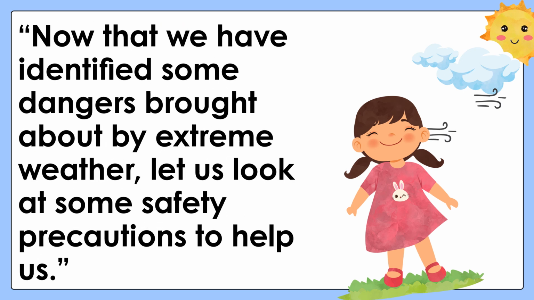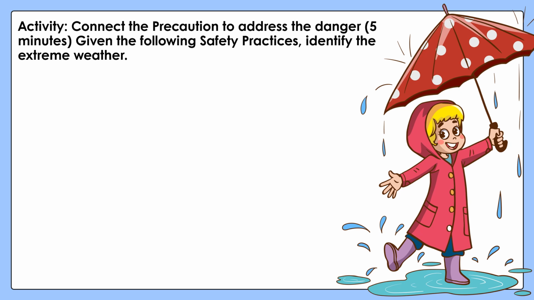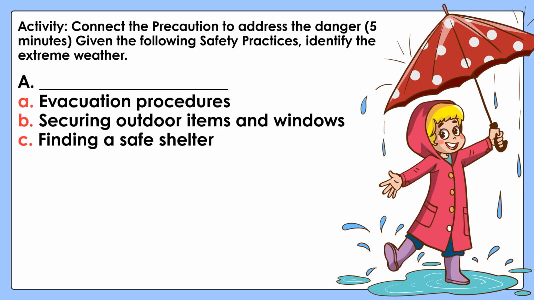Now that we have identified some dangers brought about by extreme weather, let us look at some safety precautions to help us. Activity: connect the precaution to address the danger. Given the following safety practices, identify the extreme weather. A. Evacuation procedures. B. Securing outdoor items and windows. And C. Finding a safe shelter. The answer is flooding or typhoon.